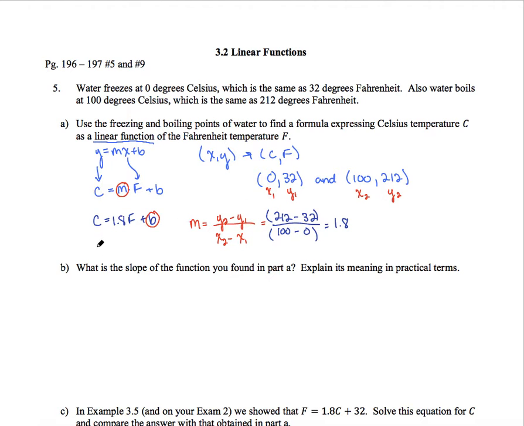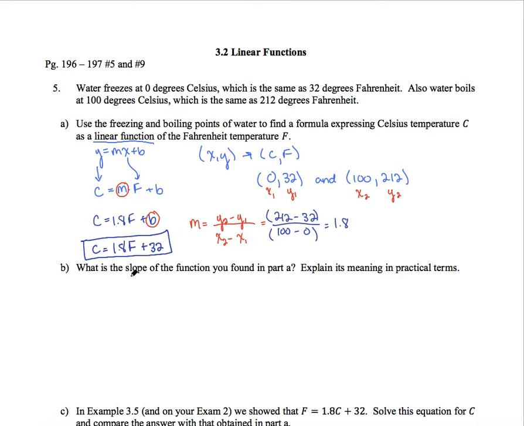So let's go ahead and substitute that in for B. And that gives us a really beautiful formula for Celsius as a function of Fahrenheit. So there is our linear function. Okay, great. Now that we have the formula, let's move on and see what the next question is.